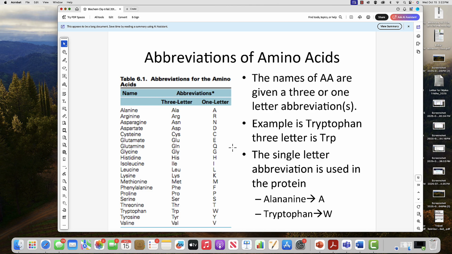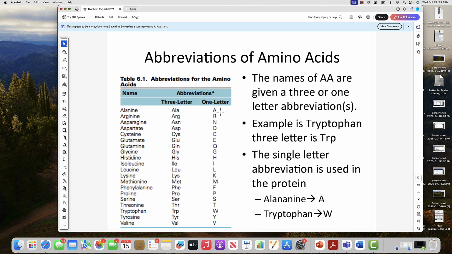Now, they are classified based off of their structure and their reactivity, but they also have abbreviations. Their abbreviations could be 3-letter or 1-letter. For example, alanine has a 3-letter abbreviation of ALA, and it's also denoted by 1 letter, and that is A. So if you were to look on BLAST on NCBI and look up a protein sequence, you're not going to see their names written out. You will see a one-letter abbreviation. So it's important that you know what these one-letter abbreviations are.